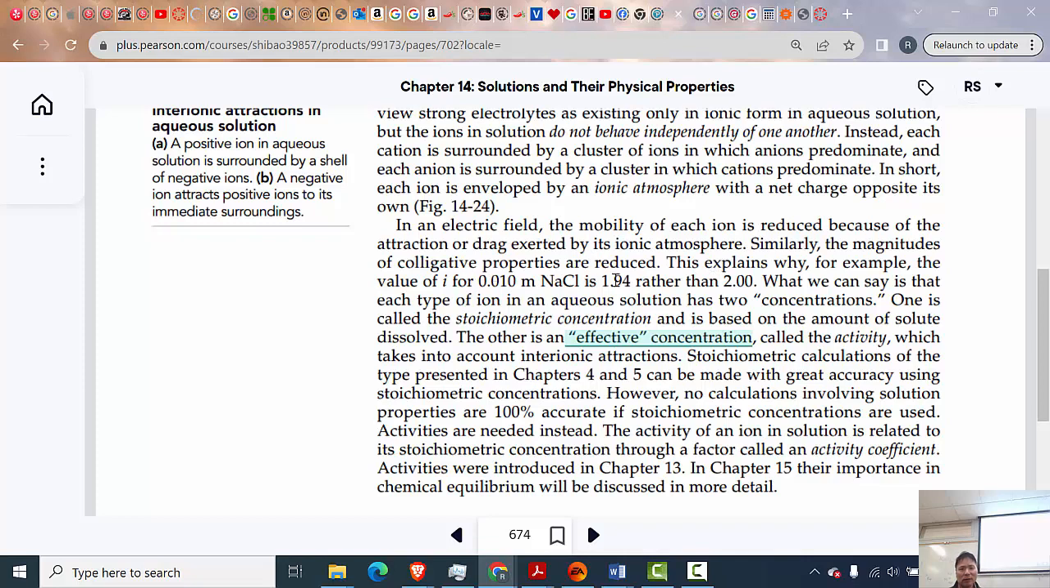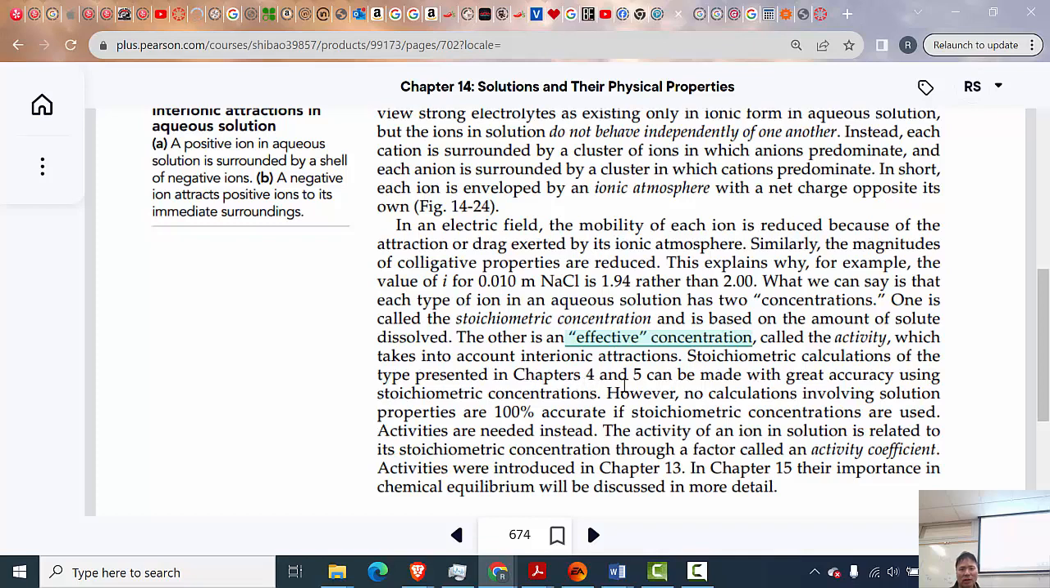Similarly, the magnitudes of the colligative properties are reduced. This explains why, for example, the value of i for 0.010 molar sodium chloride is 1.94 rather than 2.00. What we can say is that each type of ion in an aqueous solution has two concentrations. One is called the stoichiometric concentration and is based on the amount of solute dissolved. The other is an effective concentration called the activity, which takes into account interionic attractions.